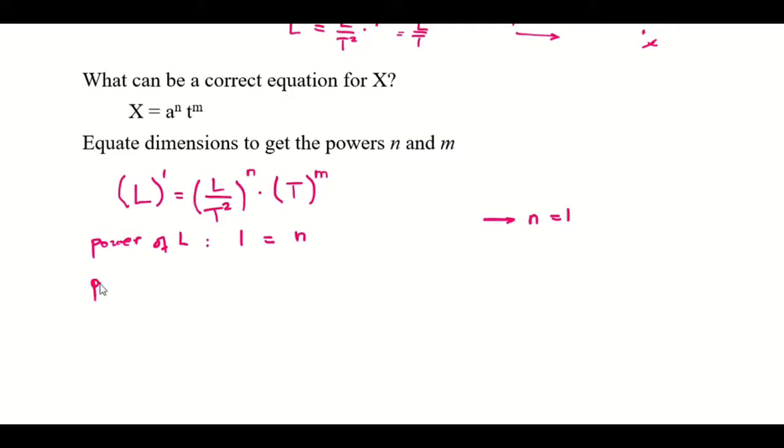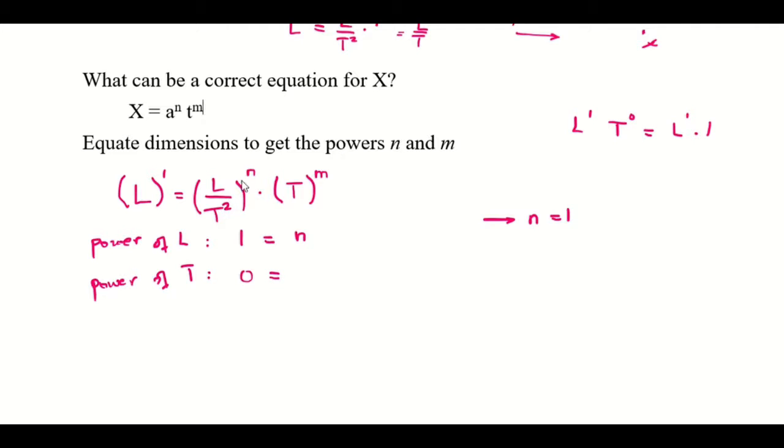Now we go to the power of t. On the left hand side, there is no t, so the power of t is 0. Why is the power of t 0? Because you could write it as L to the power 1, t to the power 0, which is just L times 1, because t to the power 0 is 1. So you can assume there's a 1 here, make it t to the power 0. So t has power 0 on the left side.